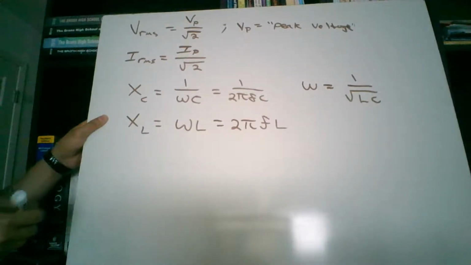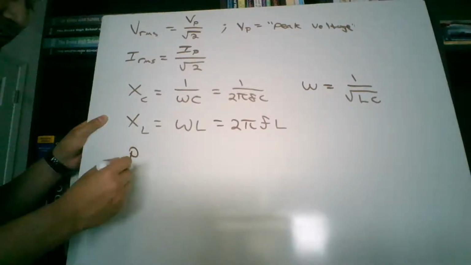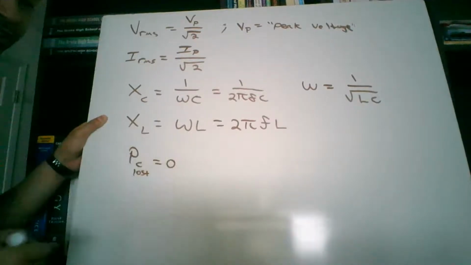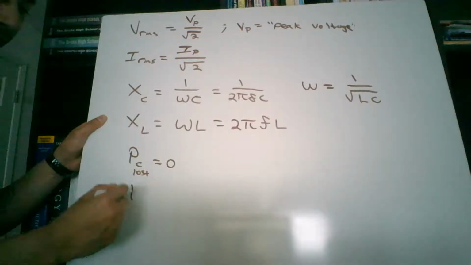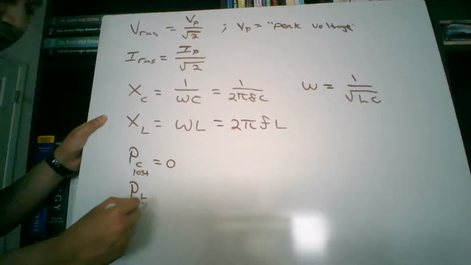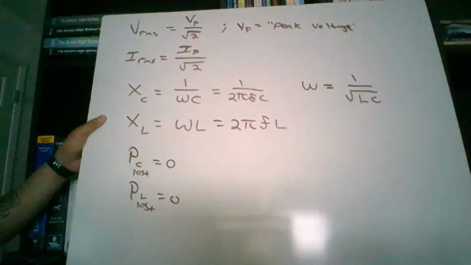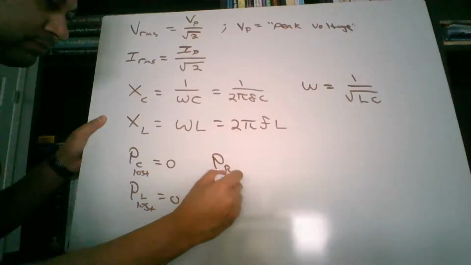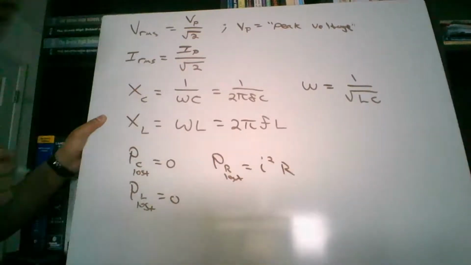Now, something else you want to know is the power lost from a capacitor. The power that's dissipated through a capacitor is equal to 0. You don't lose power through the capacitor. You also don't lose power through an inductor, so the power lost through an inductor is also going to equal 0. However, when we're talking about the power lost through a resistor, it is equal to I squared times R. That's how we typically write it.